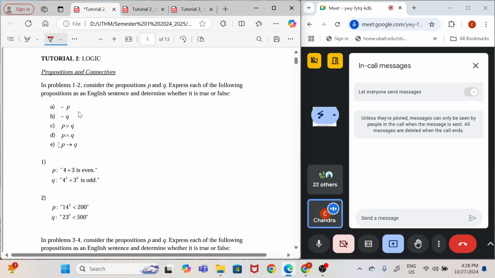Okay, tilde P, negate P. I'm going to call this negate P. So this is 4 plus 3 is even. So how can I write? 4 plus 3 is not even. Okay, so if they say even here, first you write the negation. Negation is 4 plus 3 is not even. Is this true? 4 plus 3 is 7. 7 is not even. Is it true or false? This is true. Okay, write that true.